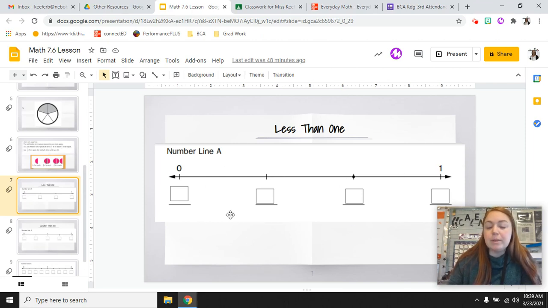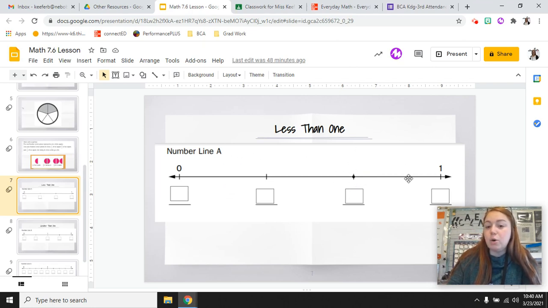So for this one, we would say how many spaces are there between 0 and 1? You wouldn't count the tick marks, you would count the spaces. So this would be 1, 2, 3. So if you're thinking of a fraction strip or a fraction circle, this would have 3 total pieces. So with that in mind, if there are 3 total pieces, what would our fraction be for this point here?